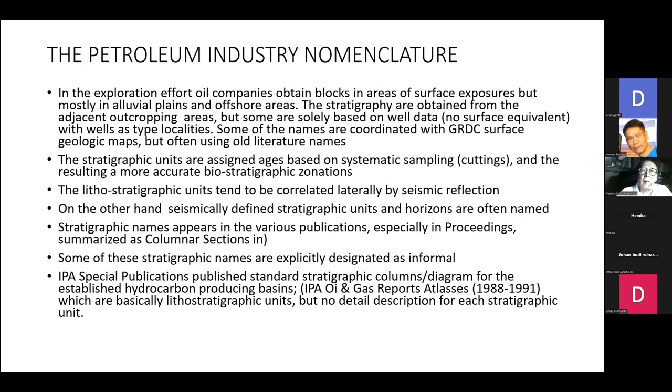Now, the petroleum industry also has blocks with surface exposure, but mostly in alluvial plains and offshore areas. The stratigraphy is obtained from the adjacent outcrop areas or solely based on well data, with no surface equivalent and no type locality. Some of the names are coordinated with the geodetic surface and geologic map, but often also use old literature names.